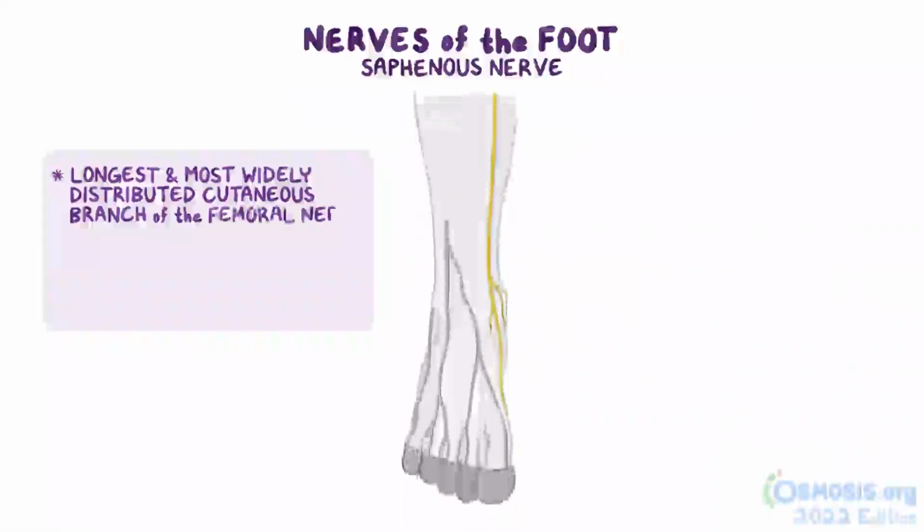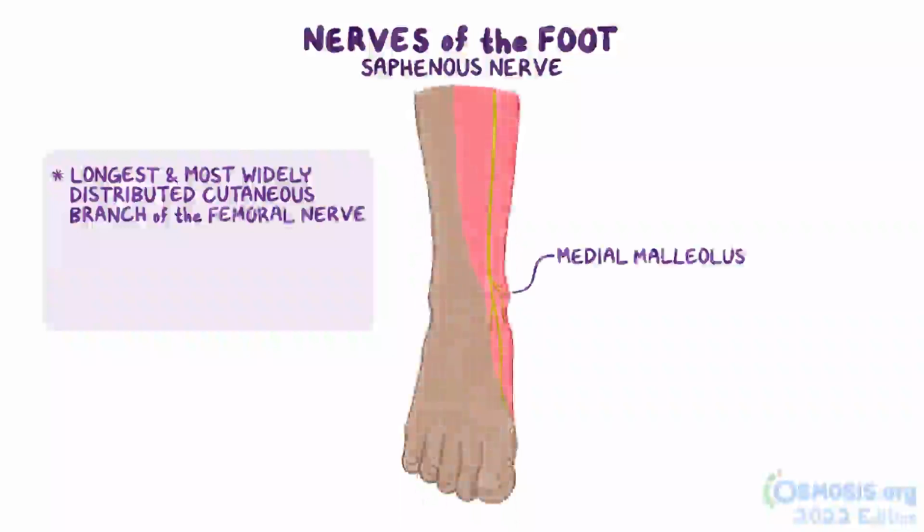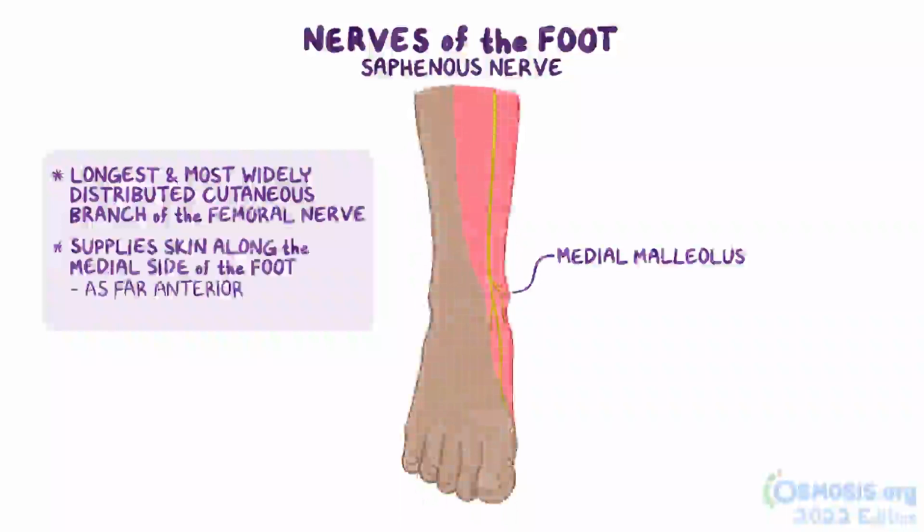First, the saphenous nerve is the longest and most widely distributed cutaneous branch of the femoral nerve and passes anterior to the medial malleolus to the dorsum of the foot, where it supplies skin along the medial side of the foot as far anteriorly as the head of the first metatarsal.